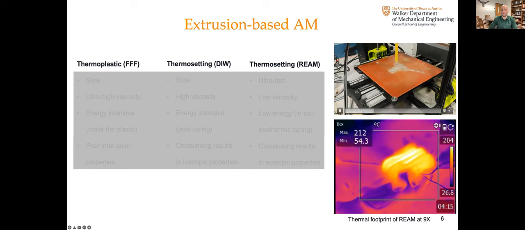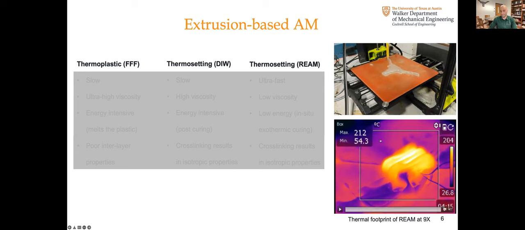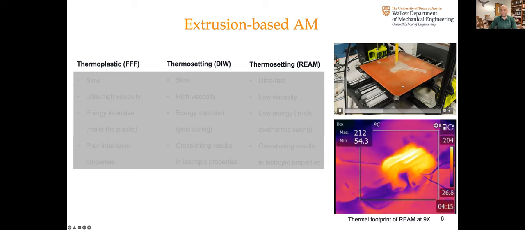And as you can see, because of all these great things with reactive extrusion, if you can control it, then you can print very large parts relatively fast. And the only energy that you're spending here is the energy for the pumps and for the 3D printing platform to move around. The rest of it, the part cures in less than 20 minutes.